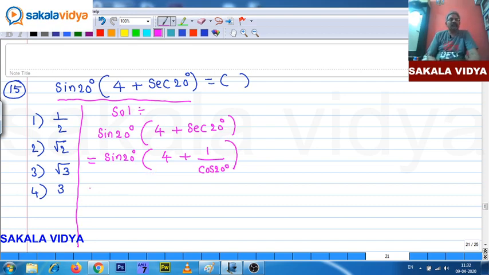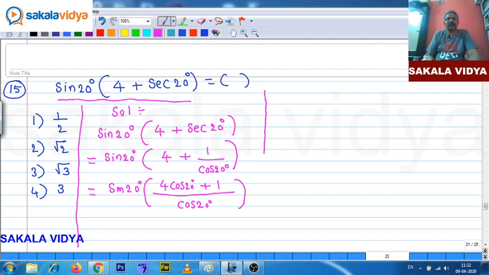Okay, next. So, sine 20 degrees into this, cos 20 degrees is the LCM we have. So that we can write 4 cos 20 degrees plus 1. Have you checked? Right. So, let us go for the next step. Next step follows. So, sine 20 degrees into, sorry, multiply with sine 20.